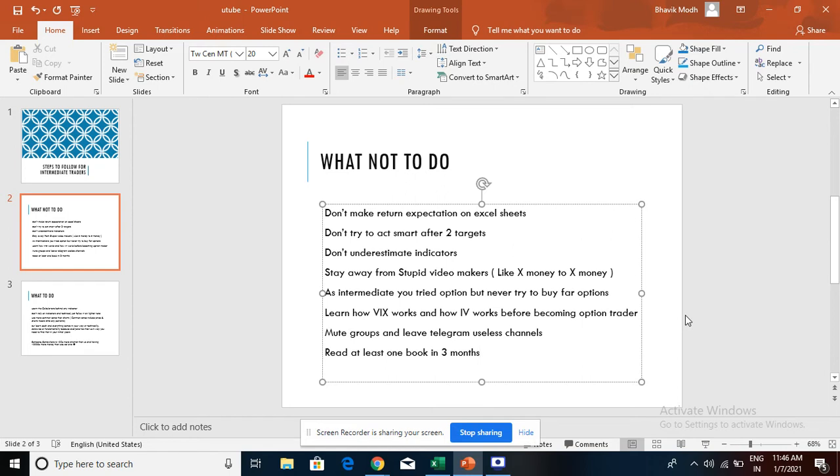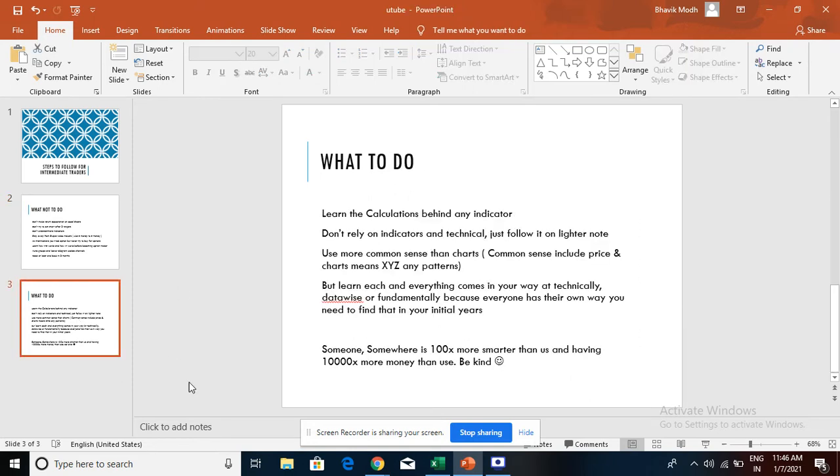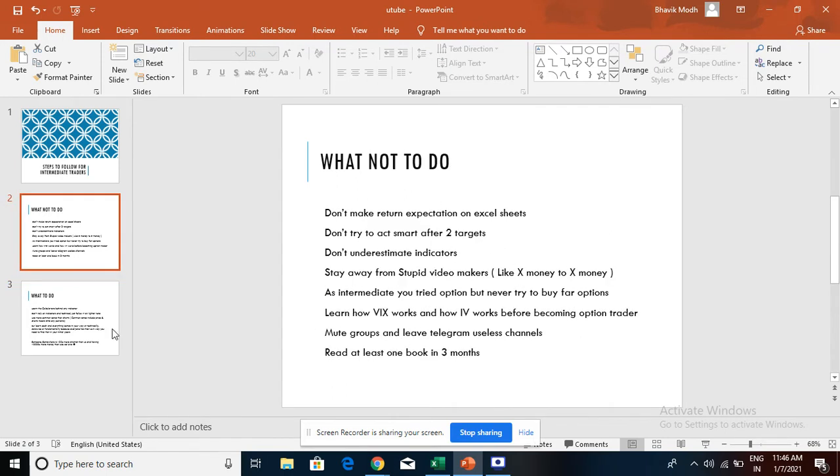In that website, lots of books are available for free. Lots of paid books in PDF format. Obviously, if you are not comfortable with PDF format, you can print out and read. Okay, that was the step what not to do.